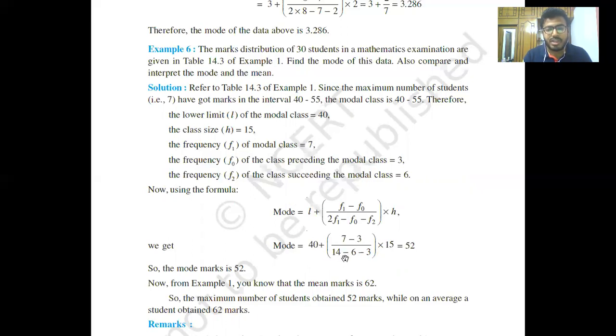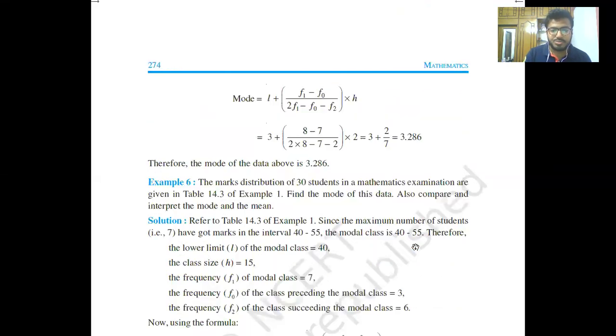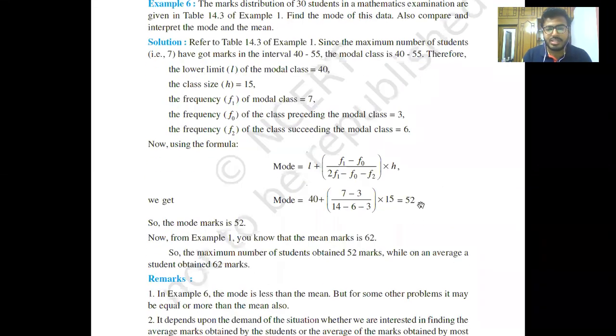4 upon 14 minus 6 minus 3. Minus 6 minus 3 is minus 9. So 14 minus 9 is how much? It is 5. So 5 ones are 5 and 5 threes are 15. 4 into 3 is 12. So 40 plus 12 is equal to 52. That is how you get the mode as 52.